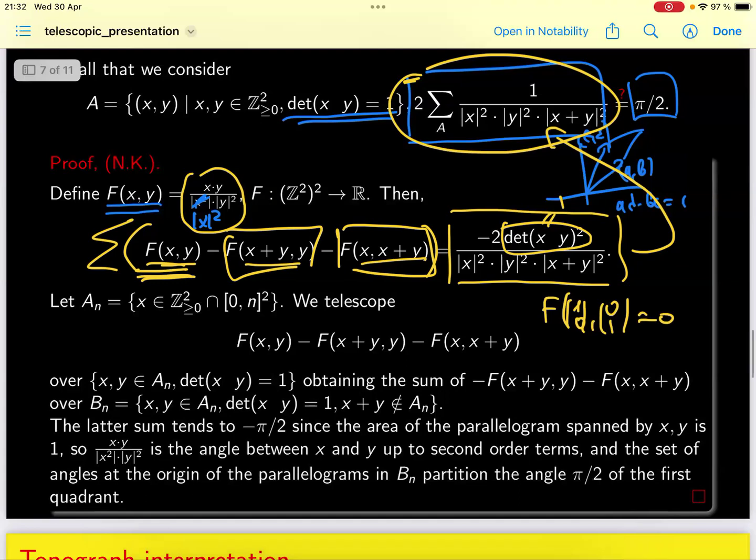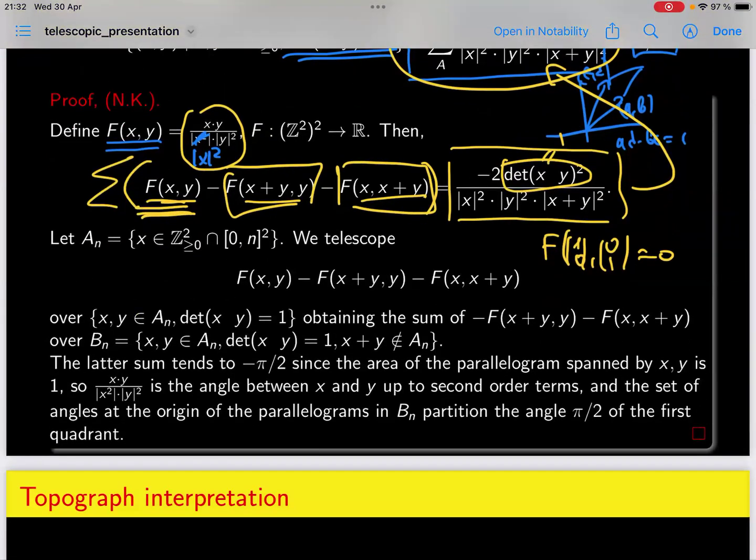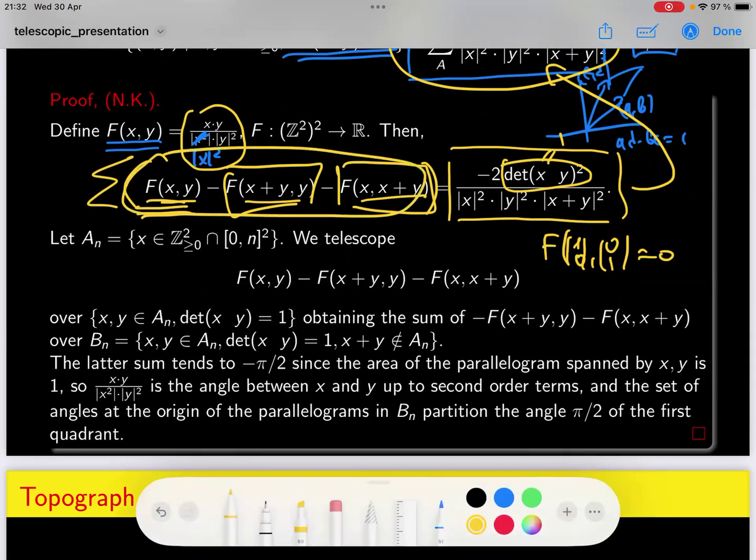How to do it formally? Let's do the following. Let's consider the sum of this thing over A_n. Here A_n is all the vectors such that both of their coordinates are not bigger than n. And I do it for all x, y such that x and y are from A_n. So all the internal terms cancel, and only the boundary terms are left. So what is the boundary? Two vectors from A_n such that x plus y is not from A_n. Then I have such terms. And this sum turns to pi over 2 minus.